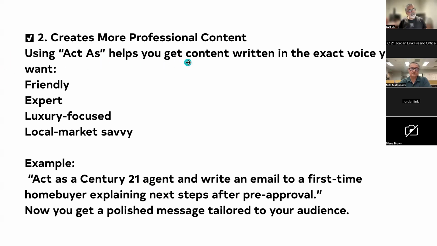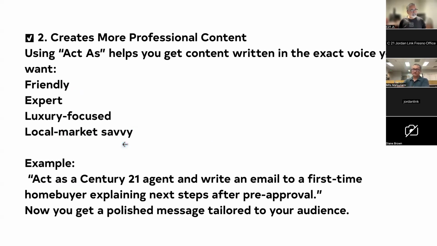Now, create more professional content. Using Act As helps you get content written in the exact voice you want. Remember those five choices. One of them was tone. I also said, do I want it friendly? Do I want it as an expert? Do I want the tone to be luxury focused? Or do I want to sound like I'm local market savvy? You give AI all of that information and it's going to create content based on somebody that's friendly or somebody that's a savvy local market expert. All depends on how you tell it what tone you want it to use.